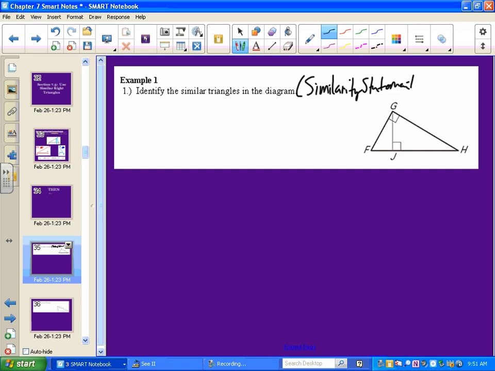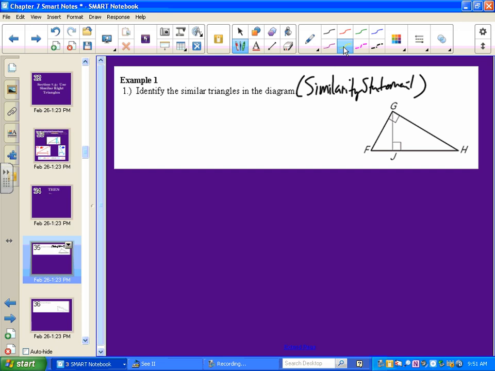This is something that students typically struggle with in terms of writing a similarity statement, because you have to make sure that your corresponding angles are in alignment. I have one way that I use to make sure that my corresponding angles are always in alignment whenever I'm looking at these similar right triangles. You're free to use another way, but this is the way I always approach it.